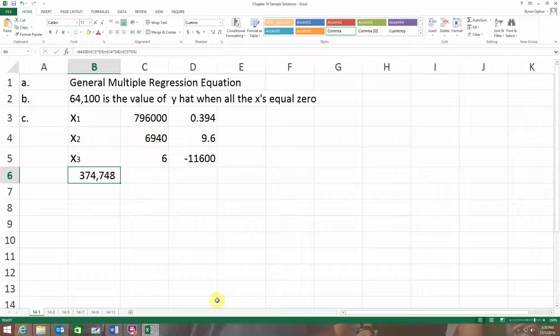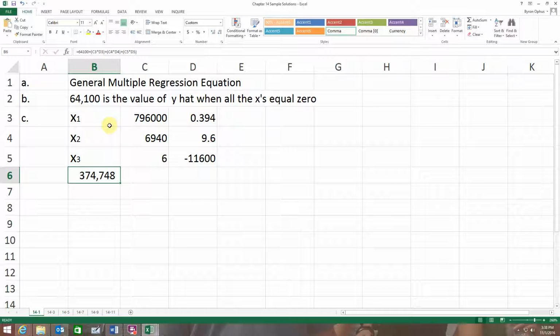Okay. 2, or for B, mine says interpret the number 64,100, and what that is for my equation, it's the value of y hat when all the x's equal 0. So if they happen to equal 0, that's what they would be. You guys don't have that question.